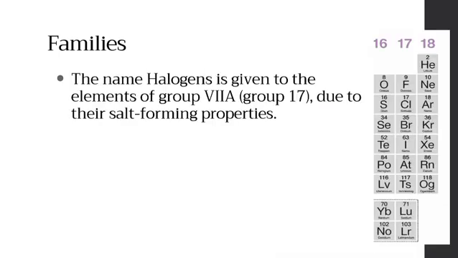Halogens, group 17, 7A. Elements of group 17 are called halogens. The word halogen means salt former. These elements easily react with metals to form salts, for example, sodium chloride. They are highly reactive nonmetals.